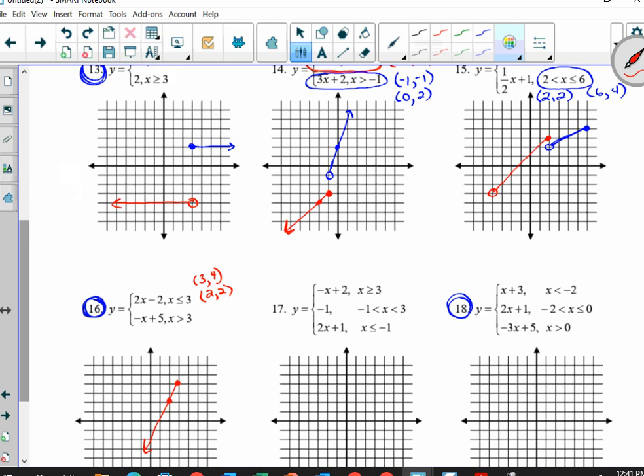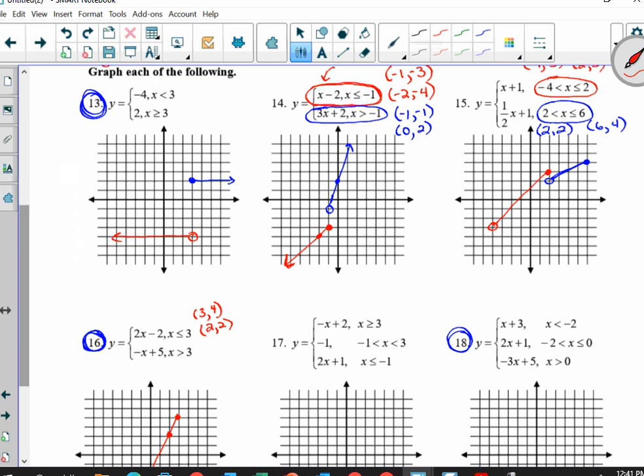So look at, like, on 15. You see how it says x is between these 2 values? You're going to have 2 endpoints then. Like on 14, you only have the 1 endpoint and then the arrow because it's everything greater than this or everything less than this. Okay.